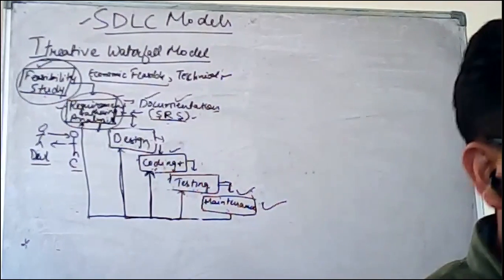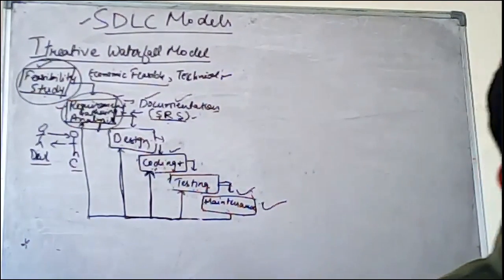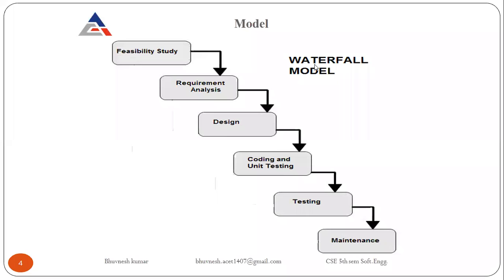Now we will study all these phases in detail. What does feasibility study mean? Next, what does the requirement analysis and gathering phase mean? Okay, this is your waterfall model.